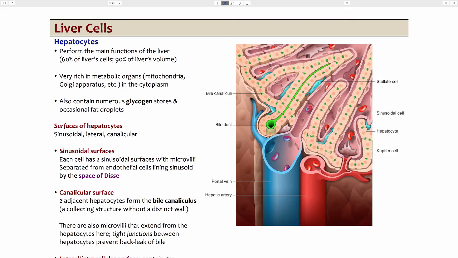Hepatocytes, like I've mentioned here, perform the major functions of the liver. They comprise about 60% of the liver cells and about 90% of the liver's volume. And they're very rich in metabolic organelles like mitochondria and Golgi apparatus, like I mentioned. And they have a lot of glycogen storage as well. So they store up glycogen and then occasional fat droplets. Now the glycogen storage, we'll look at that in more detail. It's interesting because it has a 24-hour rhythm.